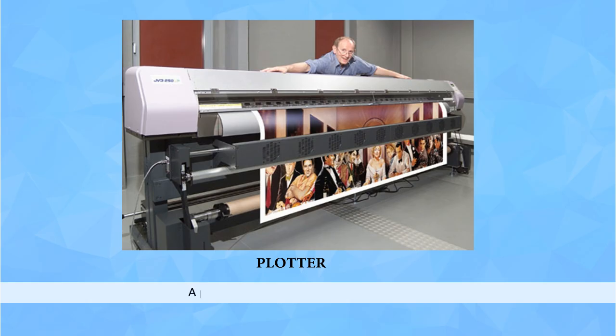Plotter. A plotter also gives the output on paper. These are generally used to generate high-quality, large printouts of construction maps, engineering drawings, and big posters. There are three types of plotters: drum plotter, flatbed plotter, and inkjet plotter.